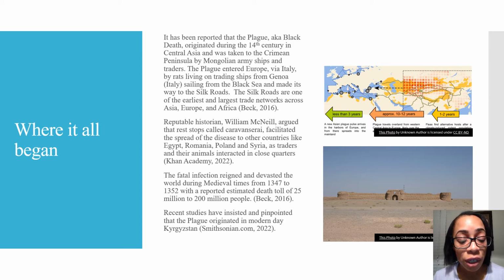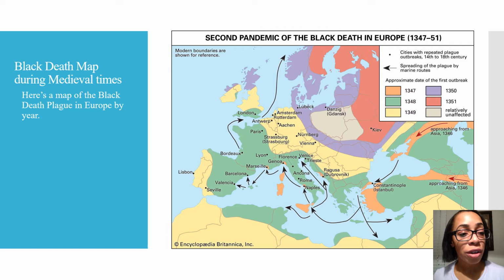The fatal infection reigned and devastated the world during medieval times from 1347 to 1352, with a reported estimated death toll of 25 million to 200 million people. Recent studies have insisted and pinpointed that the plague originated in modern day Kyrgyzstan. Here's a visual of the Black Death during medieval times. Enjoy.